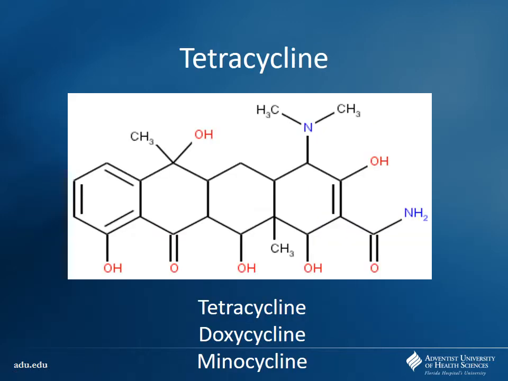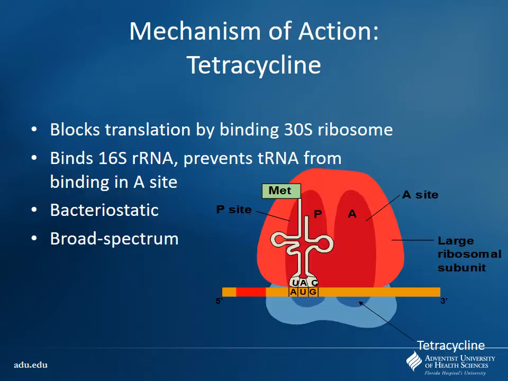All right, the next class we're going to talk about will be our tetracyclines. The name makes sense if you look at the chemical structure, four cyclic rings there. The three main drugs in this category are tetracycline, doxycycline, and minocycline. These are also going to be protein synthesis inhibitors.